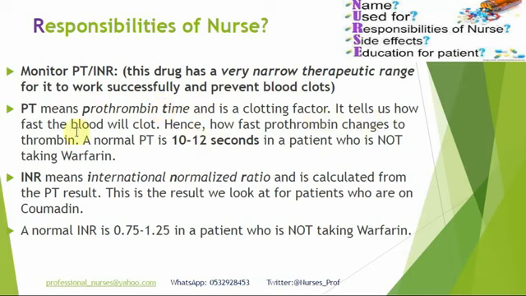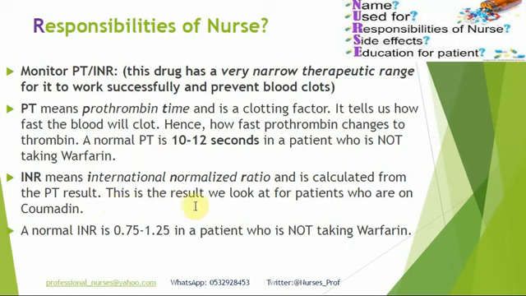It tells us how fast the blood will clot, hence how fast prothrombin changes to thrombin. A normal PT is from 10 to 12 seconds for a patient who is not taking warfarin. INR means international normalized ratio and is calculated from the patient's PT result.